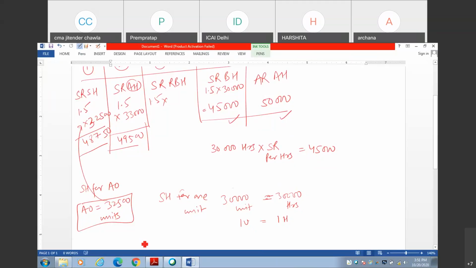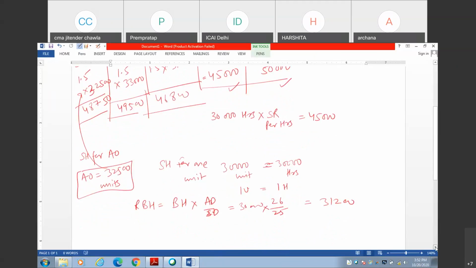So this is 48,700. You know, revised budgeted hour is budgeted hours into actual days by standard days. Actual days is 26, this is 27, and budgeted hours we already know. This is 30,000. So this calculation gives me 31,200, and this will work out to be 46,800. Am I right? Please reply. This is okay.